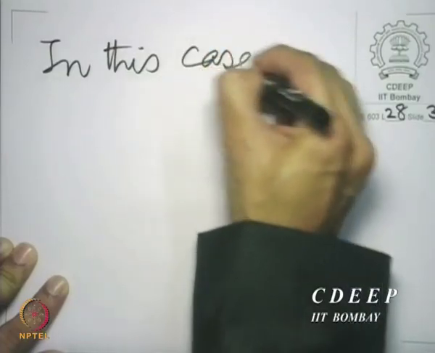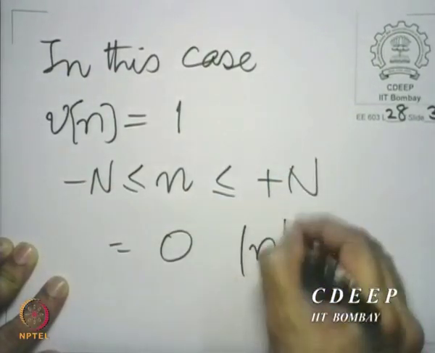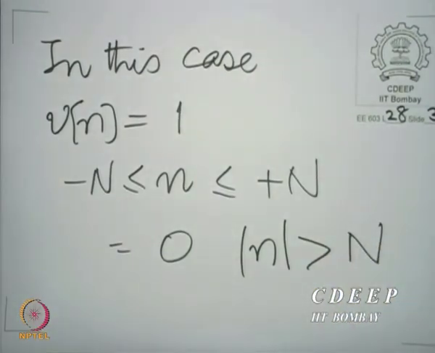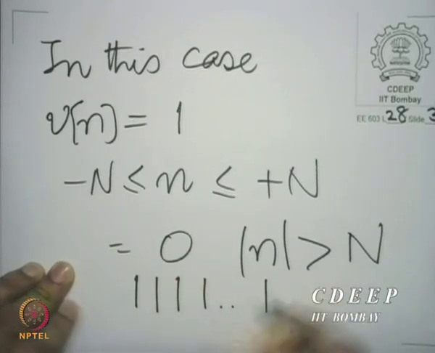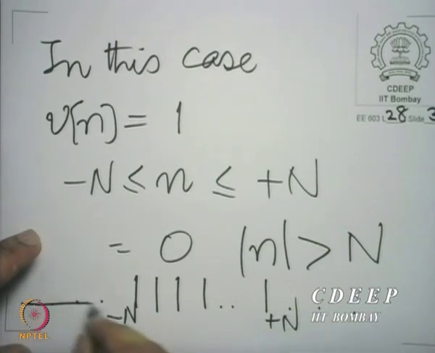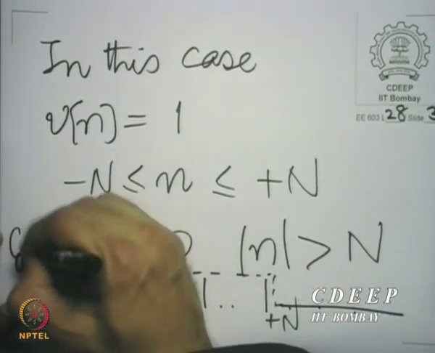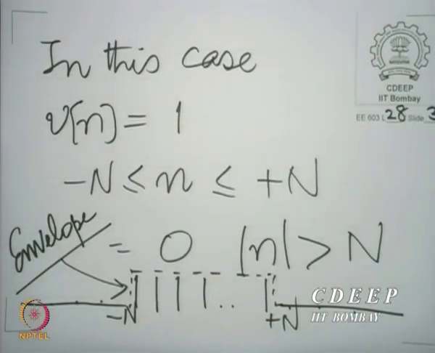So, in this case, v[n] is 1 for n between minus N and plus N and 0 else, for mod n greater than N. Now, if we sketch the sequence, which is easy to do, this is the point minus N, this is the point plus N, it is 0 else. And if we put around this sequence what we call an envelope like this, an envelope which when sampled at the integers results in the window, then this envelope is rectangular. It is essentially a rectangular pulse. And therefore, we call this a rectangular window.